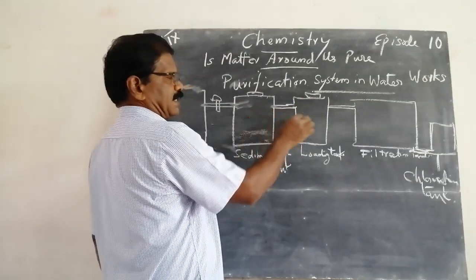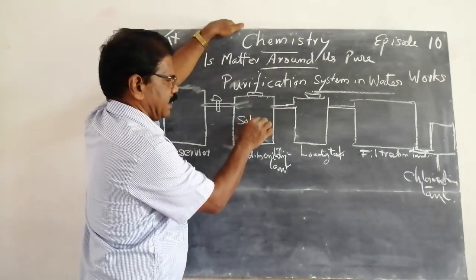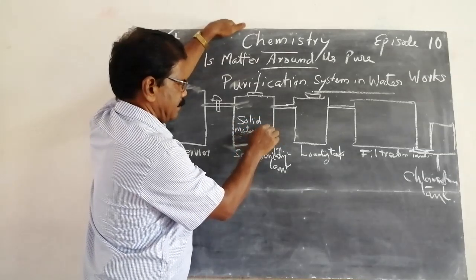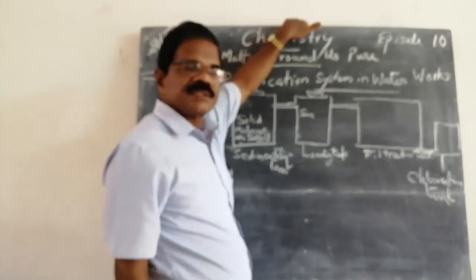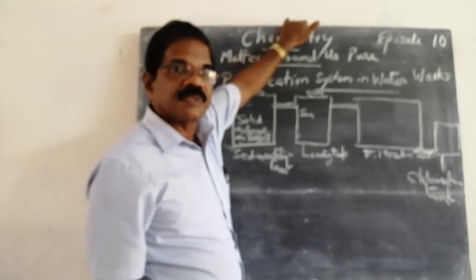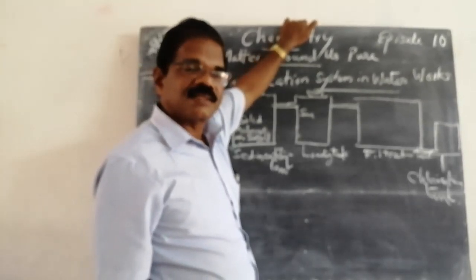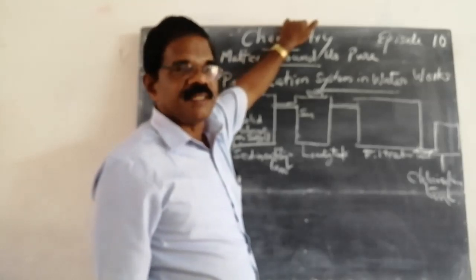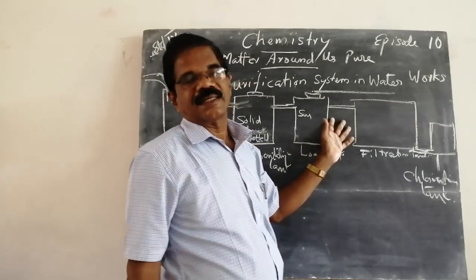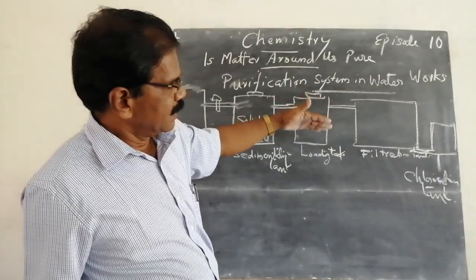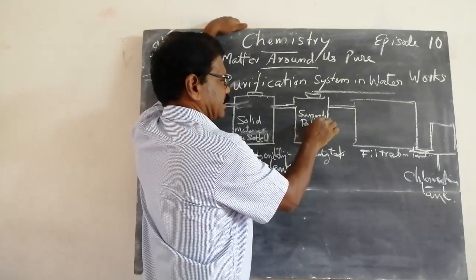In the loading tank, suspended impurities, suspended particles are allowed to settle down. Here, solid materials settle down at the bottom. We learned about different kinds of solutions: true solution, colloids, and suspension. In a suspension, the solid particles do not dissolve but remain suspended. If any such suspended particles remain, they will settle down here.